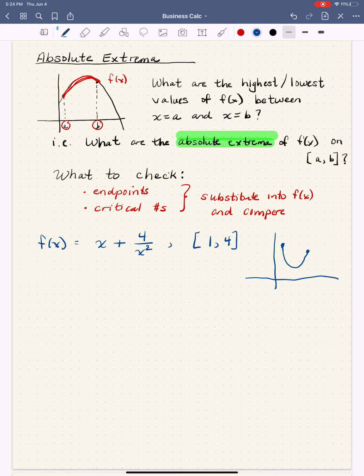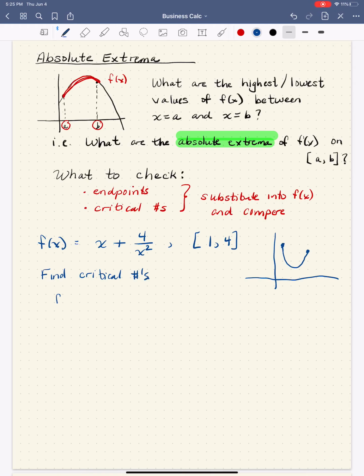So it looks like the highest value is going to be at 1, but just in case my graphing skills are not up to par, we're going to use calculus and actually plug numbers in here. So what we do is we find critical numbers, because that is where max and mins could occur that aren't apparent to us in the endpoints.